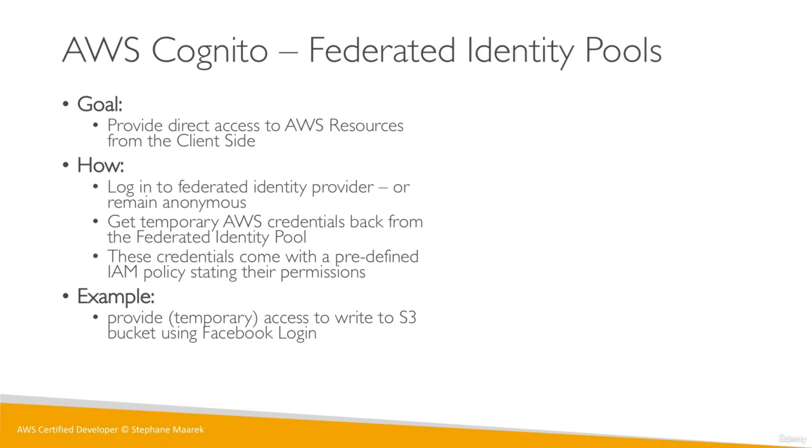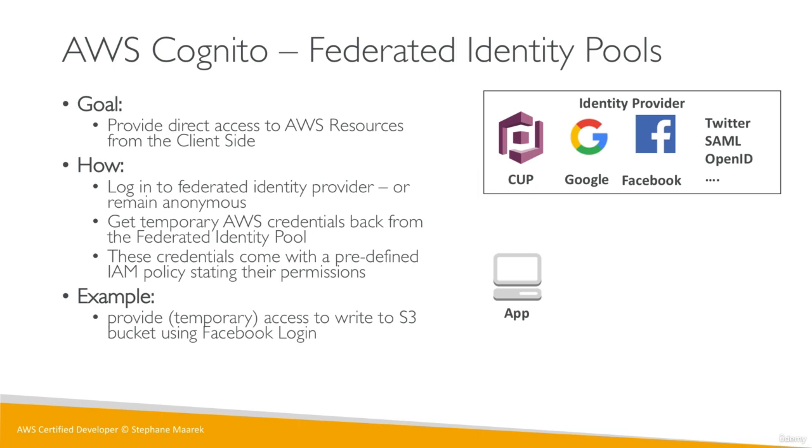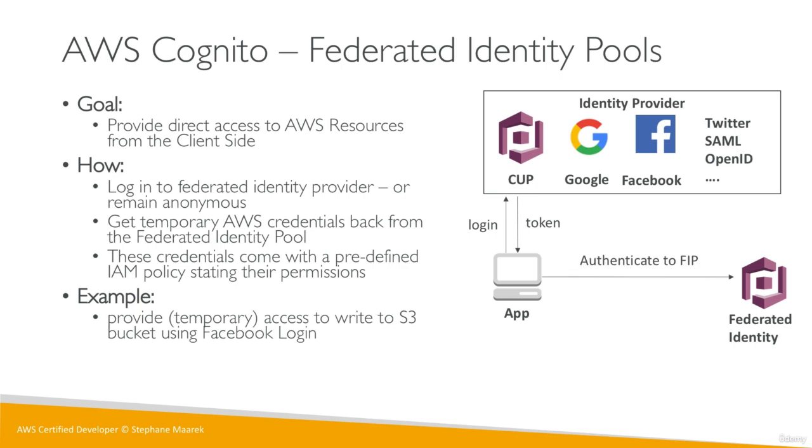Let's go through a diagram. It will probably make sense, but the diagram is pretty complicated, though at least it represents the full story. Here's our app, and our app is able to log into an identity provider. The identity provider can be whatever you want. It could be Google, Facebook, Twitter, SAML, OpenID, and even the Cognito user pools we have created from before. So from there, our app logs in and gets a token. Nothing new, this is a basic login. But now we are going to pass this token on to our federated identity pool. We authenticate using that token to our FIP, and it will verify the token with our identity provider, just to make sure we are who we say we are.